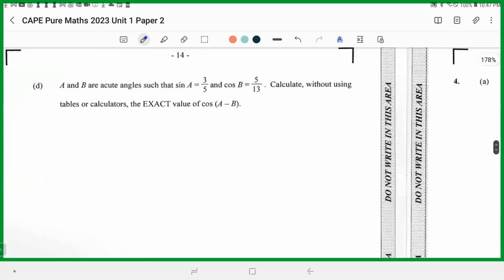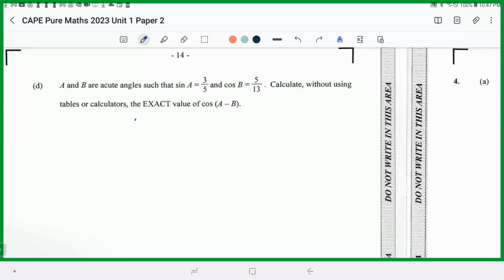It says A and B are acute angles. So in the first quadrant, so it means that sine, cos, and tan positive. All right. So sine A is this, cos B is that. Easy question. It's a 3, 4, 5 triangle. It's a 5, 12, 13 triangle.